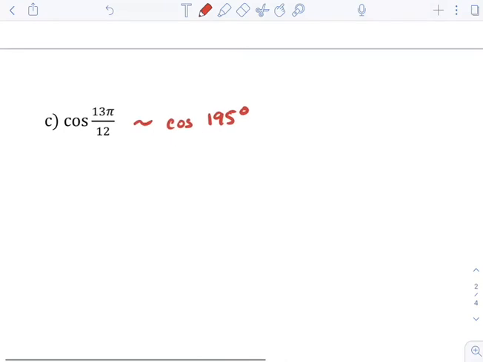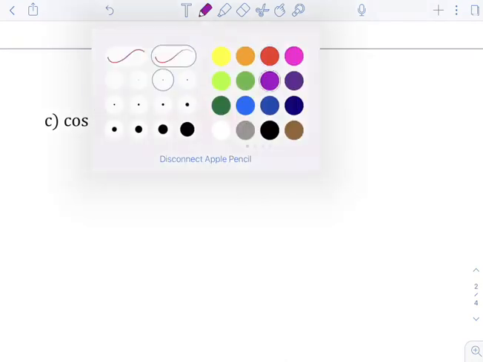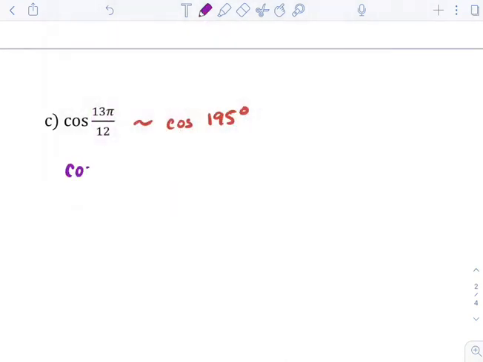Because 13 pi over 12 is not an exact value that we know, I need to use my compound angles: 3 pi over 4 plus pi over 3. Keep in mind, it doesn't matter which order I put them because when you're adding, order doesn't matter. If you're subtracting, definitely need to have the bigger angle first.